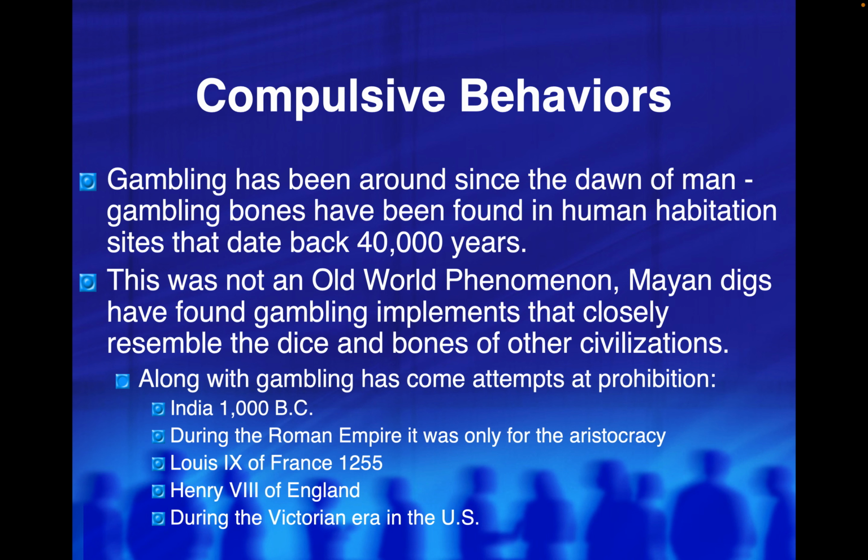Along with gambling has come attempts at prohibition. India in 1000 BC. During the Roman Empire, it was only for the aristocracy. Louis IX of France in 1255. Henry VIII of England. During the Victorian era in the United States.